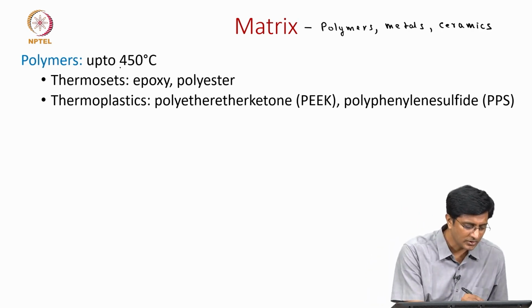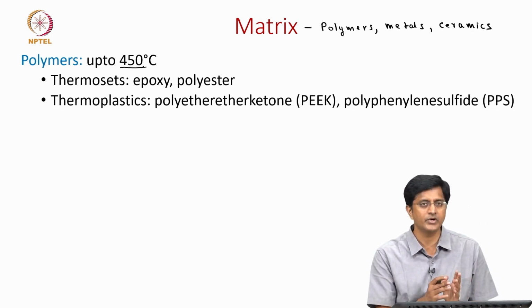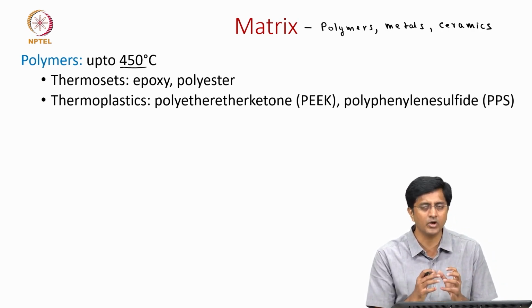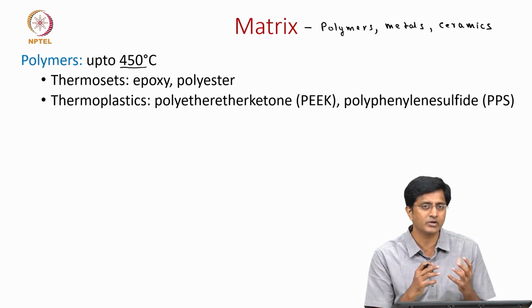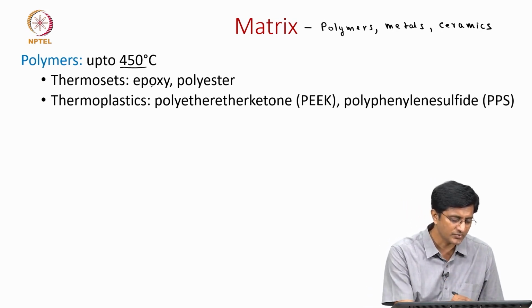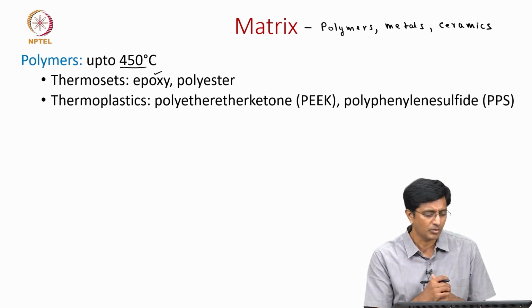So, here we are mentioning that with polymers, the maximum temperature one can go to is 450 degrees centigrade. It is not like all polymers can go there, but there are some specific polymers which can reach that. But even among the polymers, there are different matrix materials one can choose based on whether we are looking at thermosets or thermoplastics. Thermosets, for example, like epoxy, is a very commonly used polymer matrix.